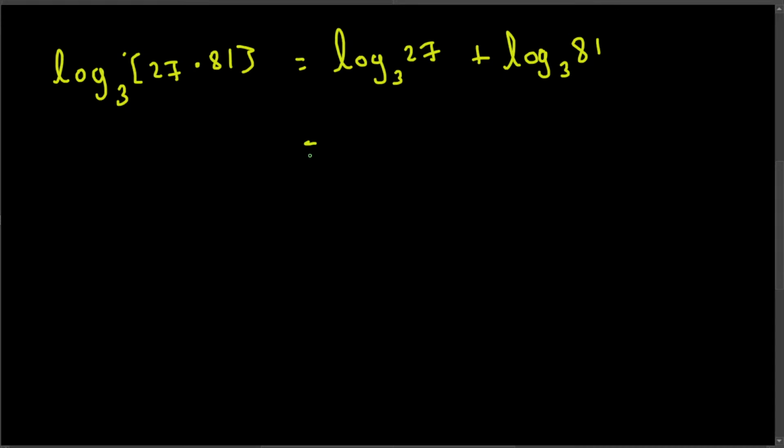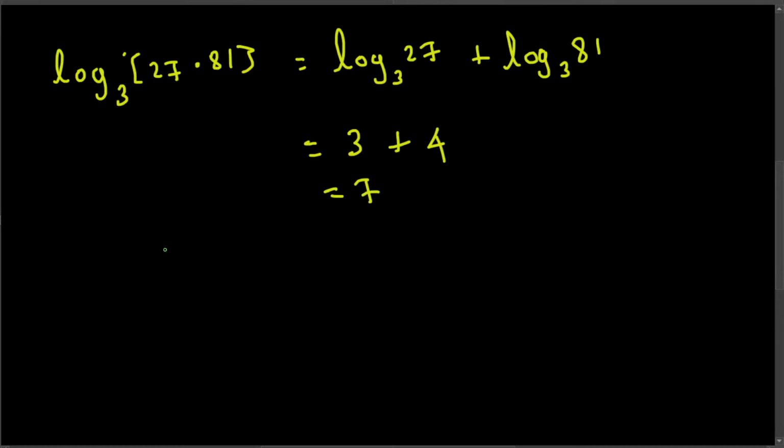Now here we have to see that 27 is a power of 3, because if we can bring that pattern, since we have 3 and 3 here, we can cancel and bring the power to the value. So 3 power 3 is 27, so we can put 3 right here, and then 3 power 4 is 81, so we can put 4 here. So the answer for this one is 7. Let's look at another example.